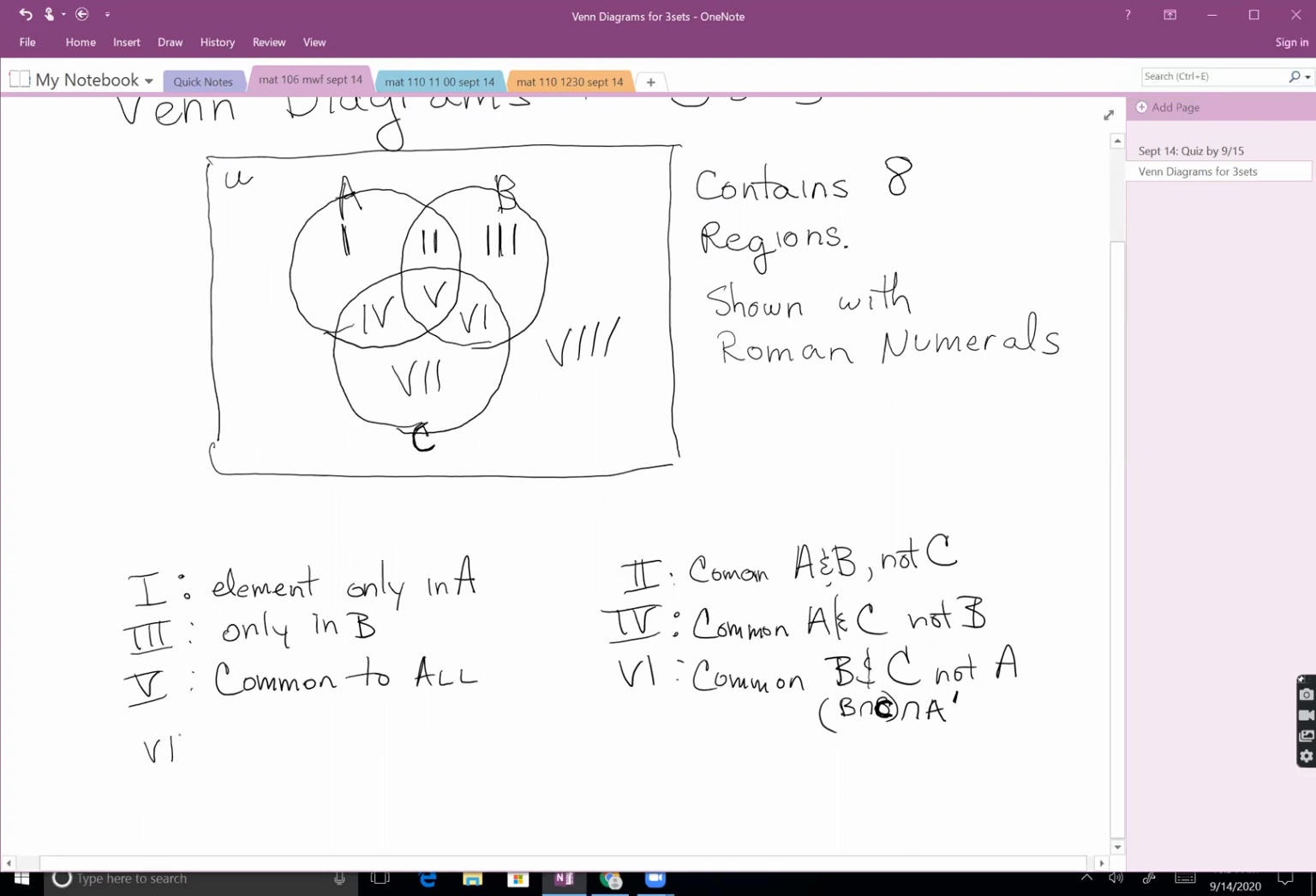What about region, oops, it would help if I wrote what I was thinking. What about region 7? That's just C. Just C, only in C. And how about region 8? The universal set. But not the entire universal set, right? The universal set outside of the other 3?